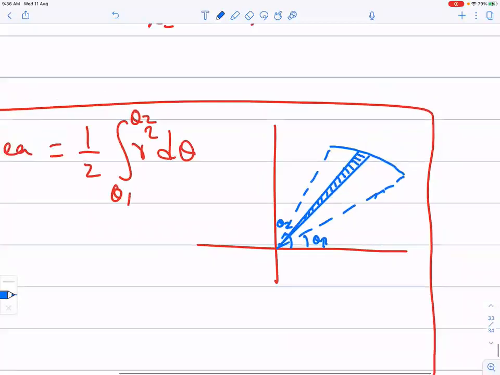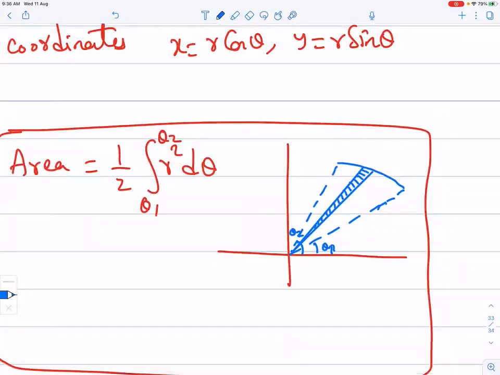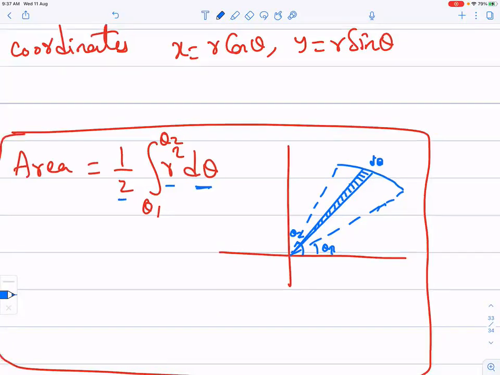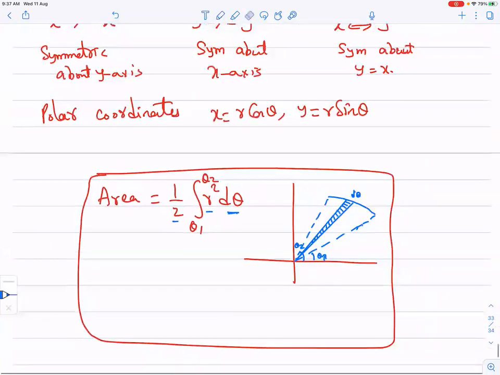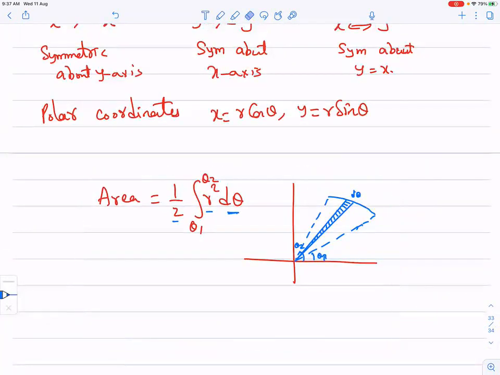Now we know r is in terms of theta. This is almost like a sector with angle difference d theta. The area of this sector is half r square d theta. Correct? The sector formula is half r square into theta. So I integrate from theta 1 to theta 2, where r is in terms of theta, and we get the entire area. Now, how am I going to use this for this one? Let us use that.